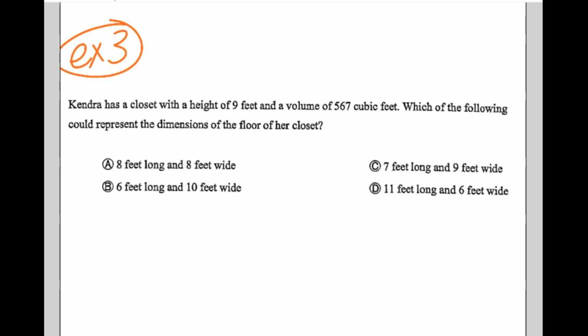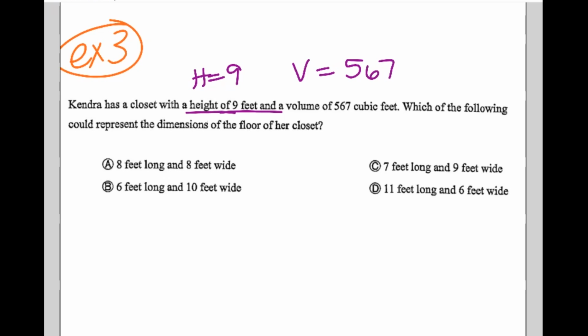Alrighty, our last example says, Kendra has a closet with a height of 9 feet and a volume of 567 cubic feet. Now, which of the following could represent the dimensions of the floor of her closet? All right, so this one sounds like we're going to be working backwards. So the height equals 9, and then the volume equals 567. We need to figure out which of these options is going to give us the width and the length of it. And the way that I do this is I work backwards. So I do volume divided by height, and then whatever that answer is, I have to see which one of these options gives me that answer.